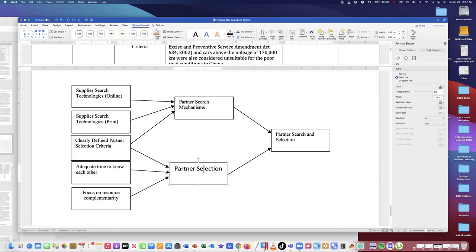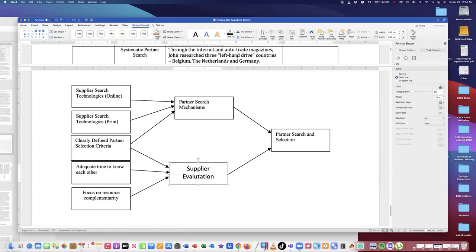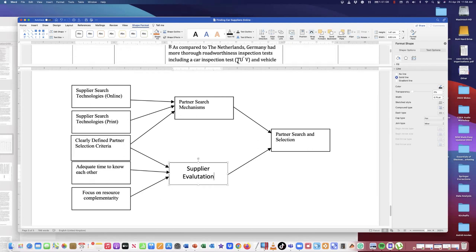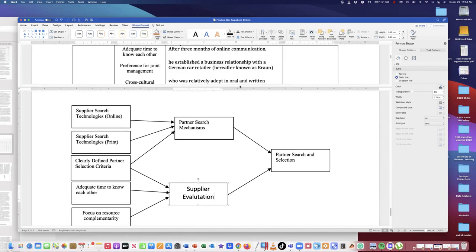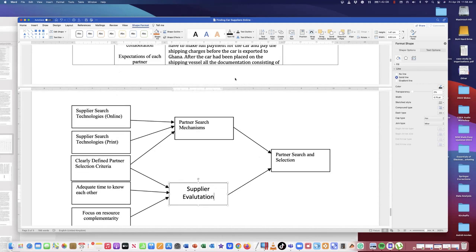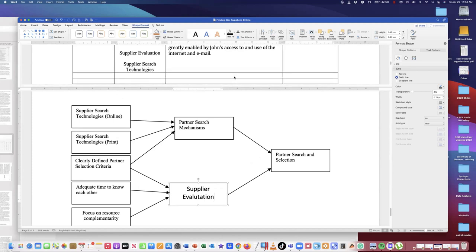Okay, now remember that the guy called it, and the other people call it partner selection, but the other person called it supply evaluation. So this is what you use to evaluate the supplier. Remember, we have supplier evaluation down there. Yes, please. Good. Yes, bro. Good. And then we also have another thing that you guys forgot. This one, look at it.